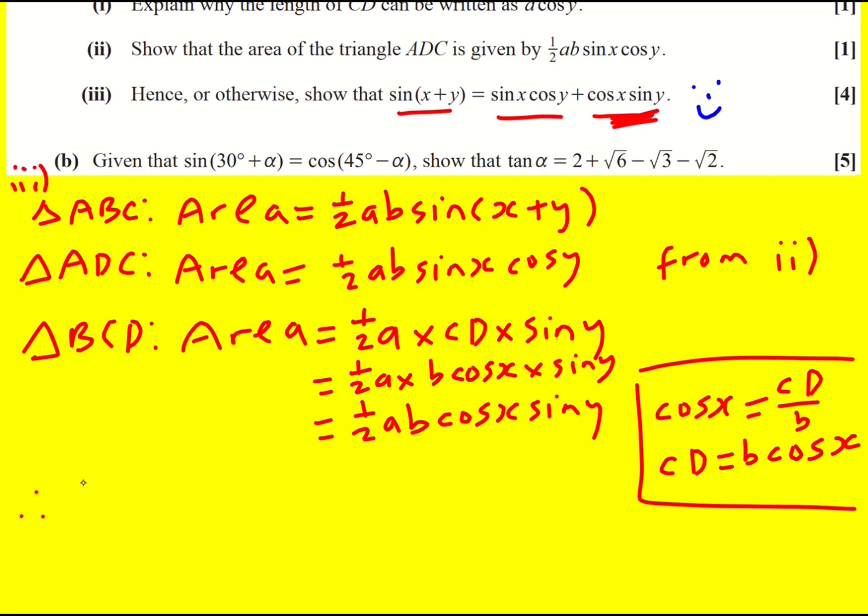And therefore, we can bring it all together. The big triangle must equal the two small triangles added together.